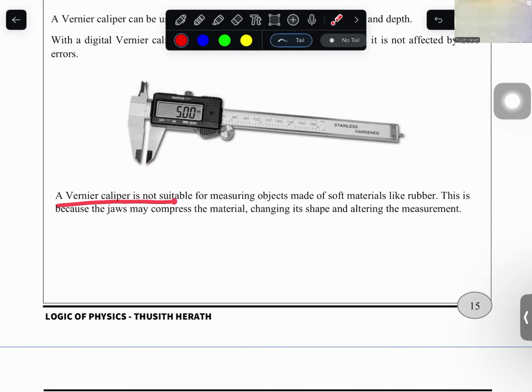A vernier caliper is not suitable for measuring objects made of soft materials like rubber. This is because the jaws may compress the material, changing its shape and altering the measurement. Completely right, because the object we are going to measure is kept between these jaws. If the object is made of rubber kind of material, the jaws can push that material and deform its shape, then the reading will be wrong, right? Therefore, for objects made of those kinds of materials, the vernier caliper is not suitable to get the measurements. This is a very important point, right? Questions will be asked on this.